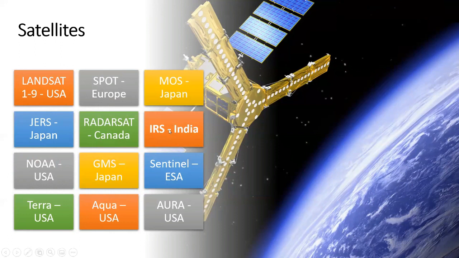India has its own satellite series, which is IRS, Indian Remote Sensing Satellites. European Space Agency has its own series, which is Sentinel. They have launched five Sentinel series till now under this name. Radarsat by Canada Space Agency, NOAA, which is again by USA. So these are some of the very famous satellite names.